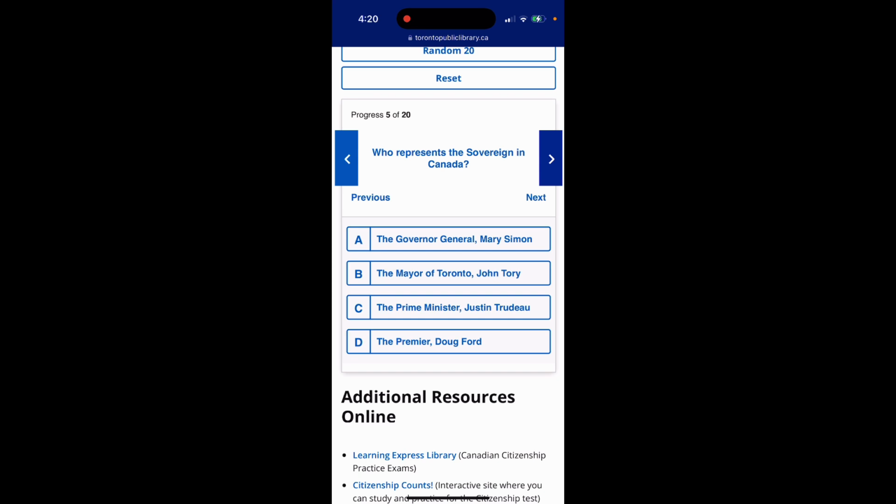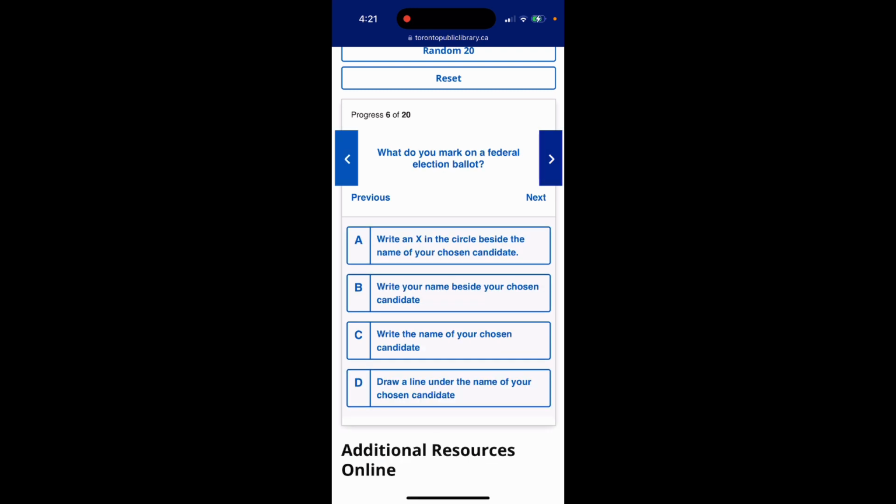Question 5. Who represents the sovereign in Canada? Option A, the Governor General Mary Simon. Option B, the Mayor of Toronto John Tory. Option C, the Prime Minister Justin Trudeau. Option D, the Premier Doug Ford. The answer is option A, the Governor General Mary Simon.